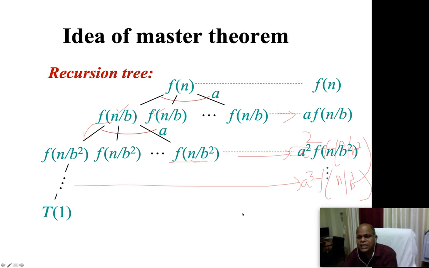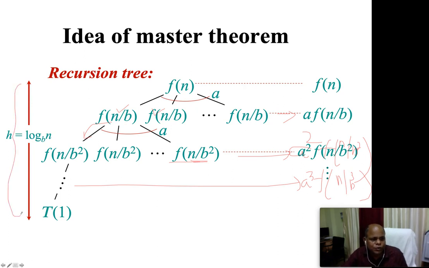Okay, like this, as I have already told, it will go on. Now what will be the height of this tree? See, the height of this tree will be h equals log n base b, because the problem is divided into this one, n is divided into n by b.